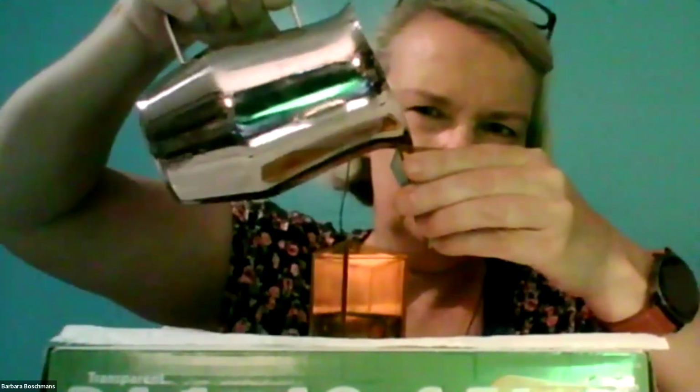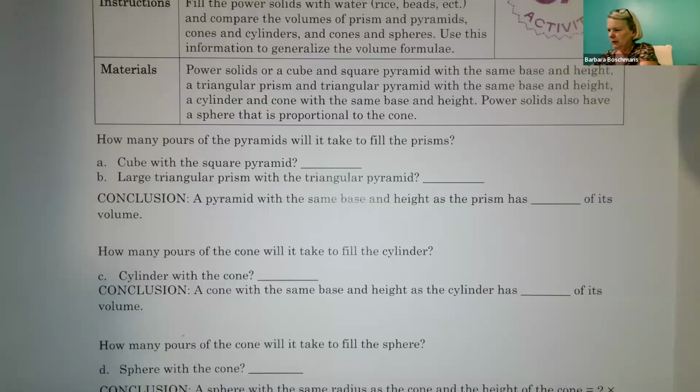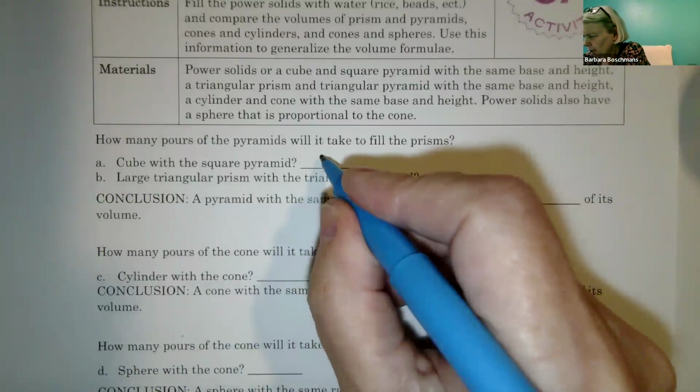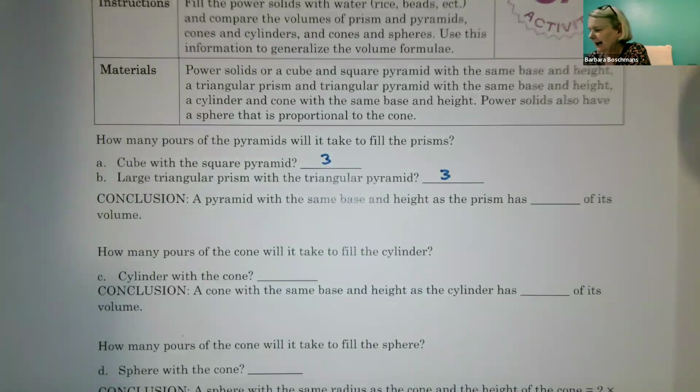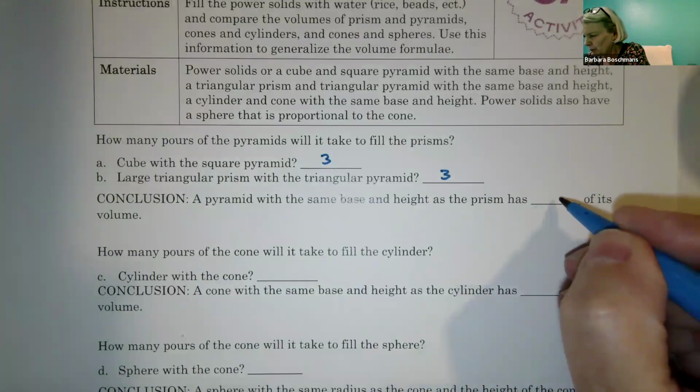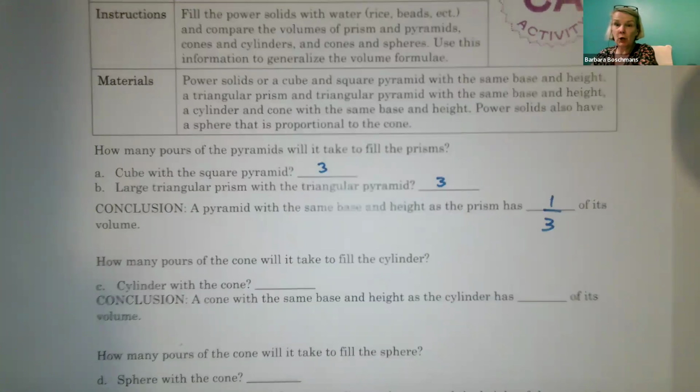One. Two. One. I could fill it 3 times, roughly, rounding to the whole number. The square pyramid filled up the cube, and the triangular pyramid filled up the large triangular prism, 3 times. The conclusion, then, is that a pyramid with the same base and height as the prism would have 1/3 of its volume.